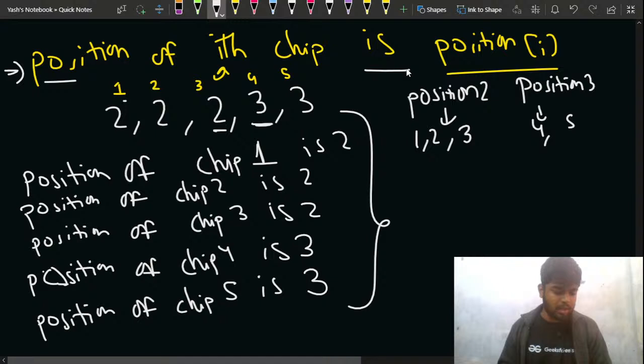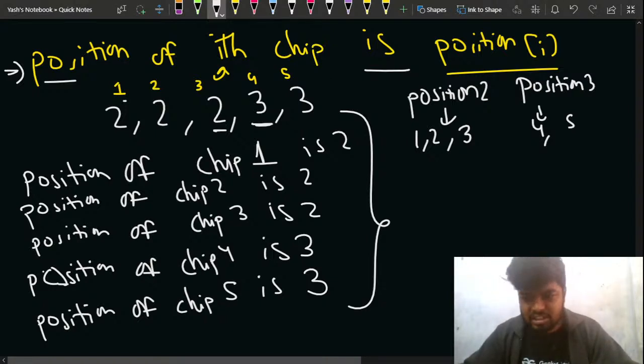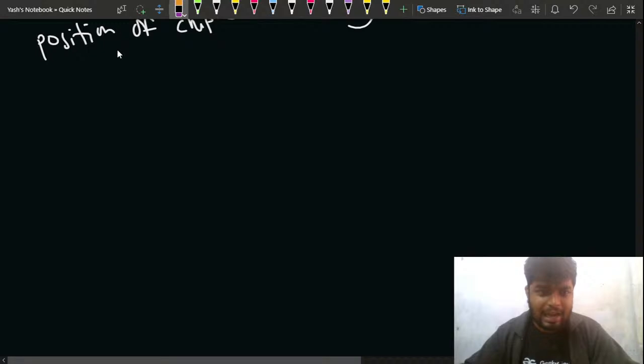Is this much part clear to everyone? Just quickly let me know in the comments. Only then I'll be able to move ahead. Okay, clear, right? So this means that you will be given an array.